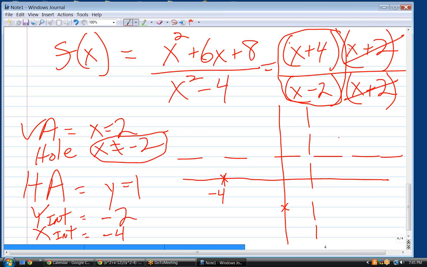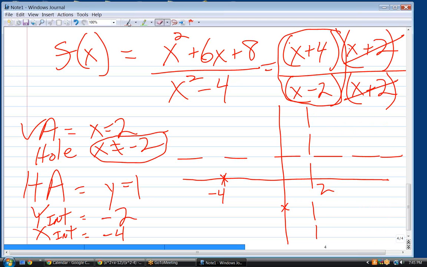Okay? Behavior to the right of 2. Where does it put us? Positive. But how big a positive? Because we need to know whether we're above or below this horizontal asymptote. So if we plug in 3, we get 7 over 1. So we're in that quadrant there.